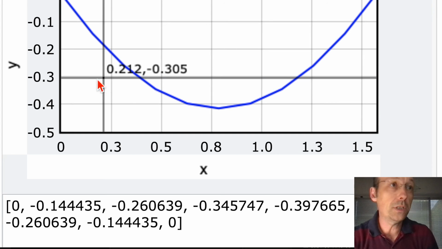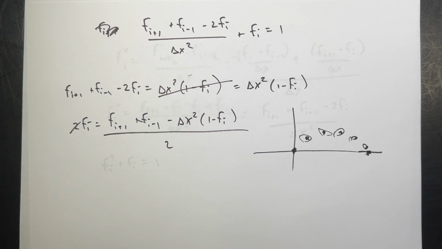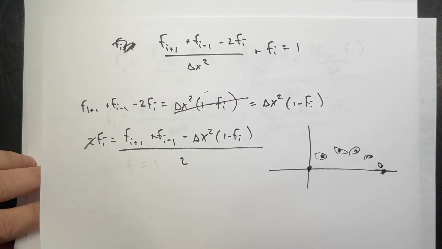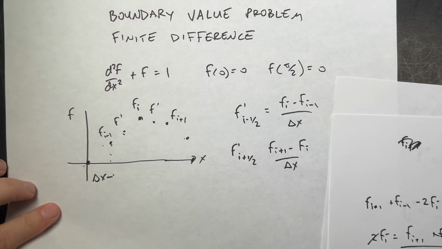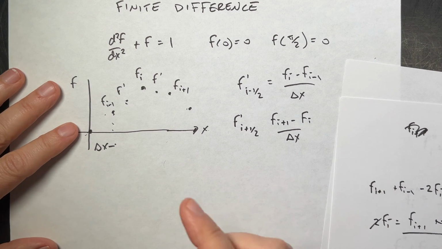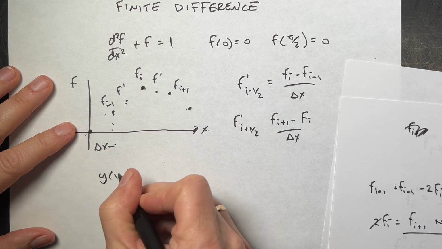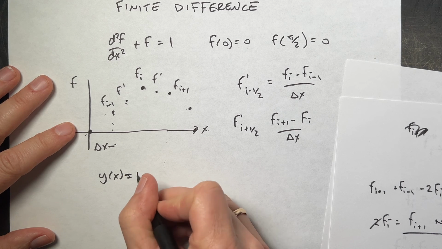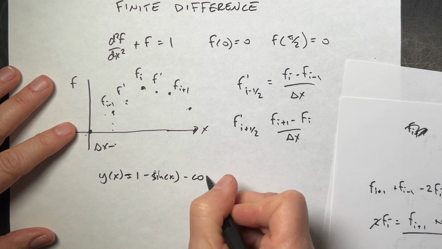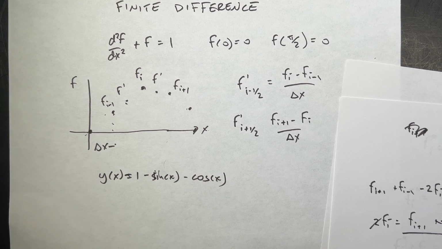So switching over to the paper real quick. The solution to this differential equation that I have up here looks like this. And I'm not going to solve this. It's just what it is. Where did I put that? Oh, y as a function of x is 1 minus sine of x minus cosine of x. That's the solution. So let's just plot that solution and see if we get the same thing.